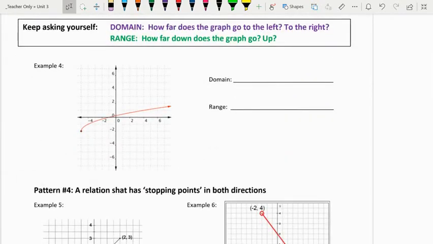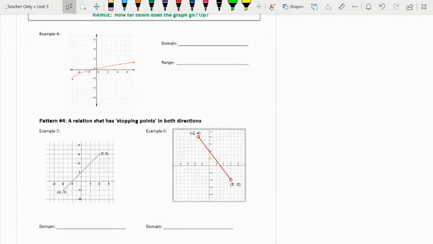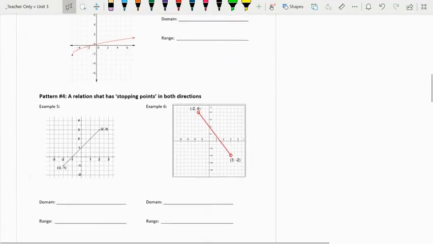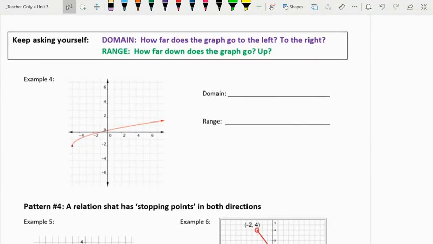I encourage you to try these ones out and give it a shot with domain and range here, and then watch the rest of this video. Again, this box is huge. Keep asking yourself, how far left, how far right for domain, how far down, how far up for range.